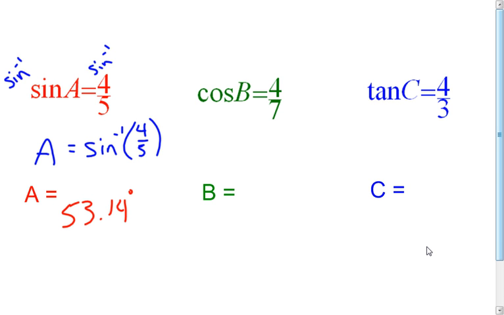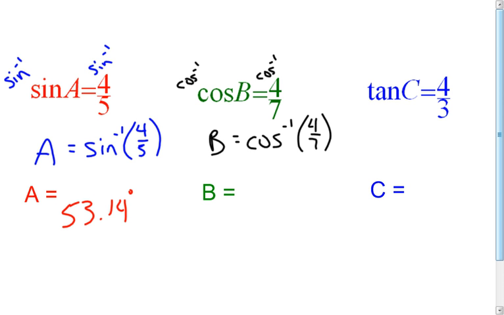Now if I go to the cosine of B, it's going to be the same kind of thing. Technically here, if I want to figure out what B is, I'm going to take the inverse cosine of both sides. So it would be the inverse cosine of this side, and I would be taking the inverse cosine of this side. That leaves me with B equal to the inverse cosine of 4/7.